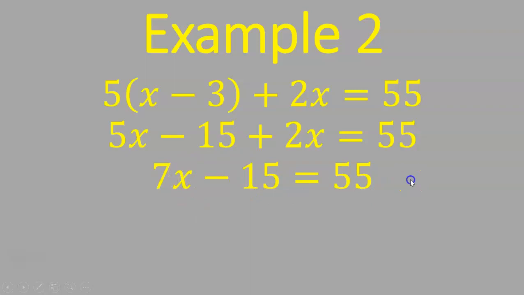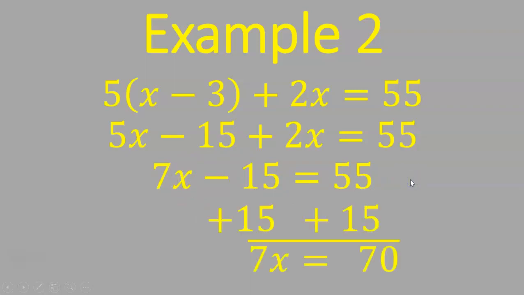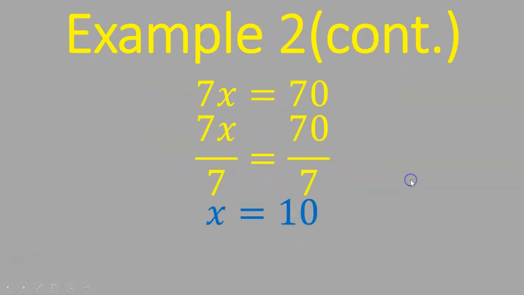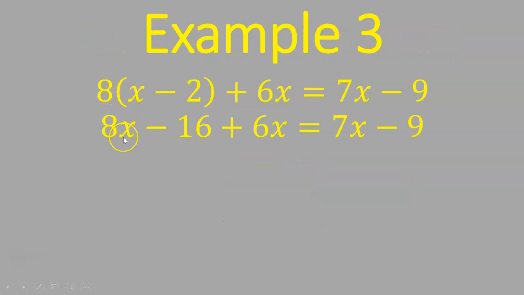Again, here's x. Let's get rid of 15 first. 55 plus 15 is 70. And let's divide by 7 like before. And x is 10. So 10 is the value of the variable that makes the equation true here. This third example will have a little bit of everything. So again, distribute. 8 times x is 8x. 8 times negative 2 is negative 16. Combine like terms. 8 plus 6 is 14. Notice here we have x's on each side.